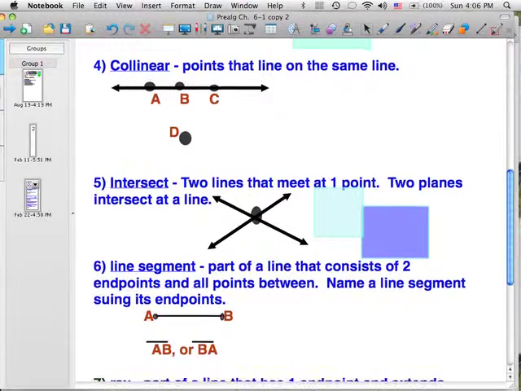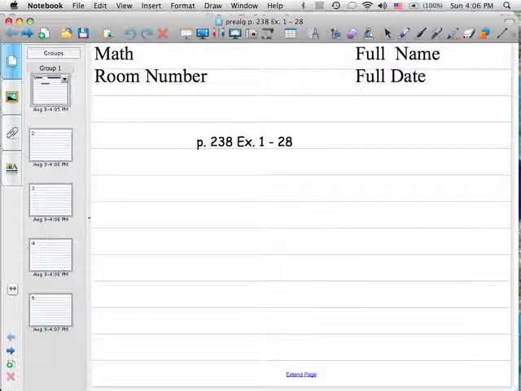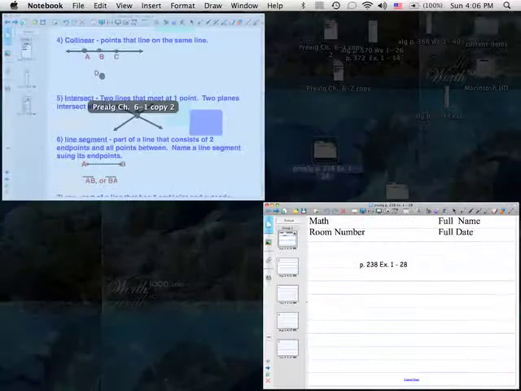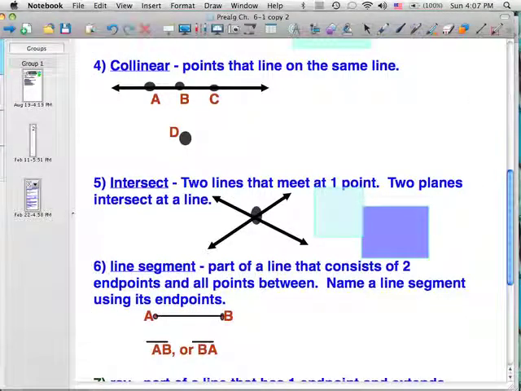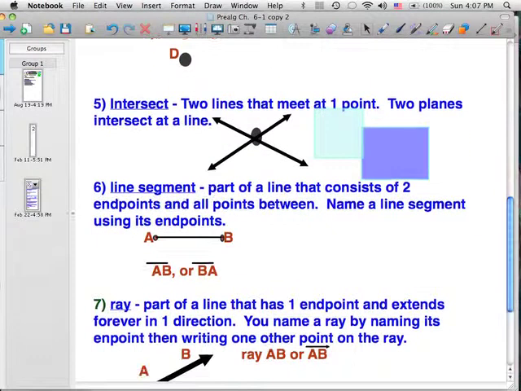A line segment is part of a line that consists of 2 endpoints. It doesn't go on to infinity at the end, but there's an infinite set of points in between. And we name a line segment using its endpoints. So this is line segment AB, and the symbol for a line segment is just a bar with no arrows, and we put it over the letters for the line segment AB, or we could also name it BA.